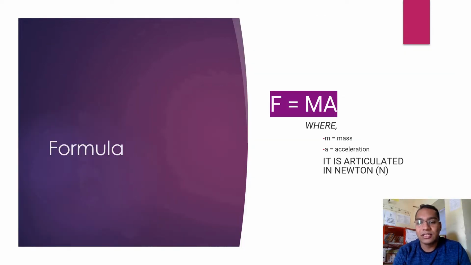Formula. What is the formula of force? Force equals to ma. As earlier said, F equals to ma. Here, m equals mass, a equals acceleration. It is measured in Newton. Force is a vector quantity. Here, mass has magnitude and acceleration has magnitude and direction, so force is a vector quantity. So the formula of force is F equals to ma.